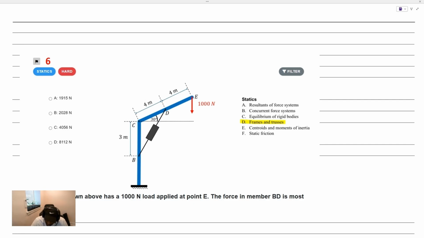If we kind of separate this entire body from its cantilevered support here, then what we'd see is that we'd expose a vertical, a horizontal reaction force, as well as a reaction moment.